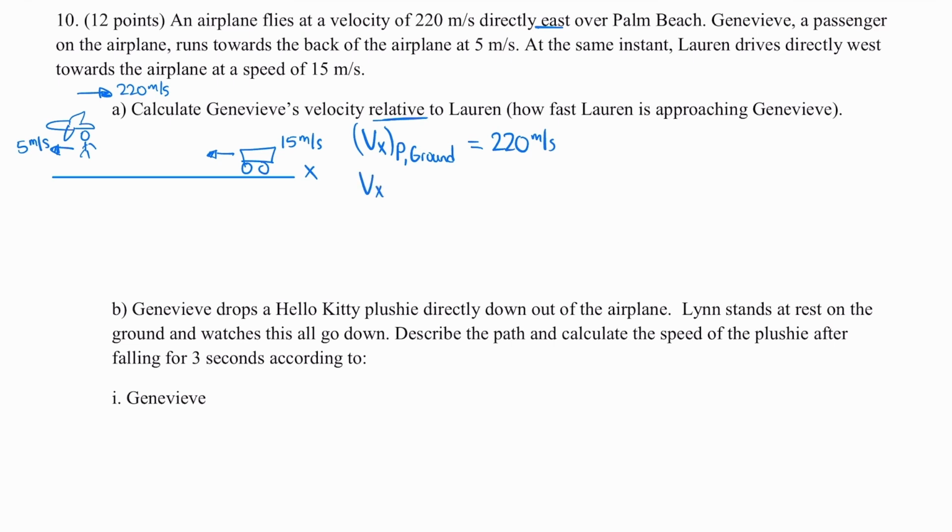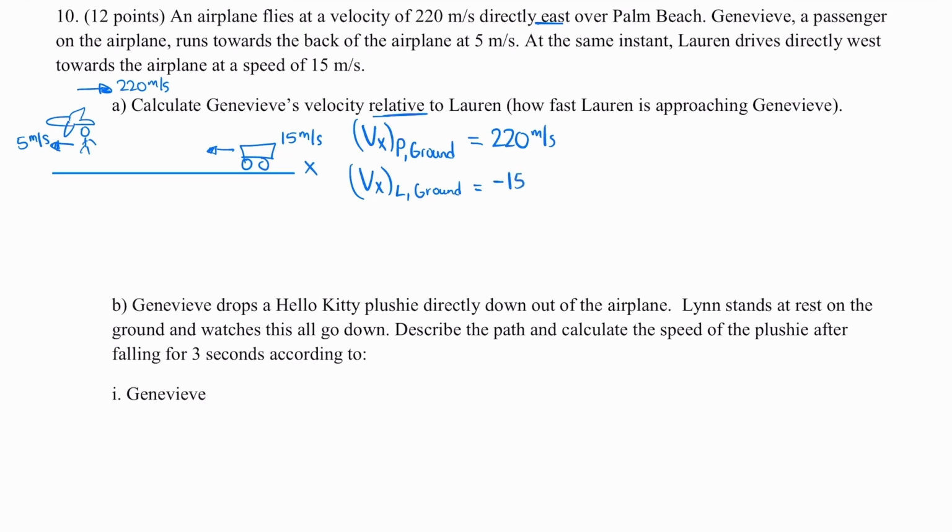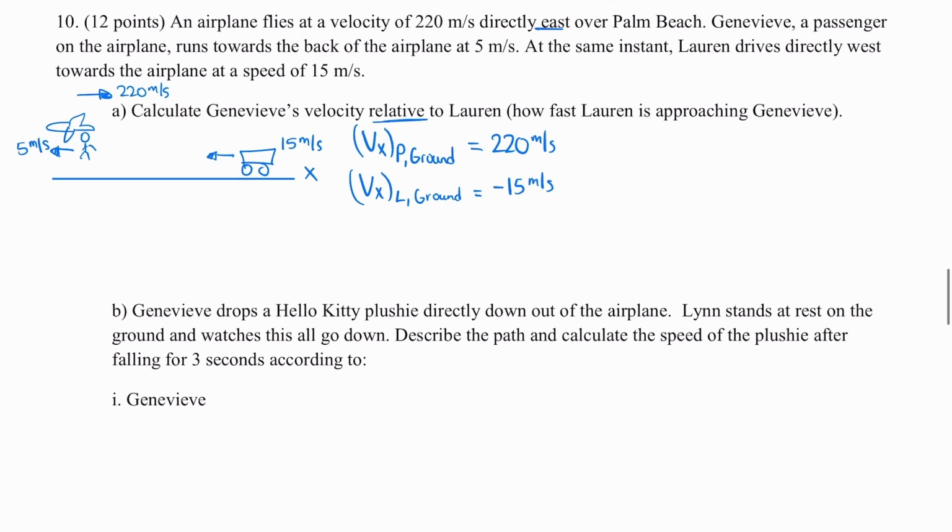Next, I know that the velocity of Lauren with respect to the ground is equal to negative 15 meters per second. But wait, it tells us her speed is 15. So what this means is that from the eyeballs of the ground, so if you're just standing on the ground, how do you perceive Lauren's motion? Well, she's going 15 meters per second to the left. So that's what L, ground represents.